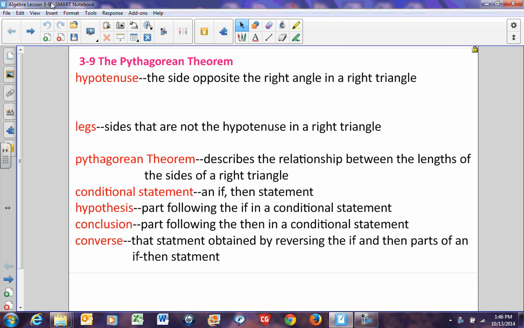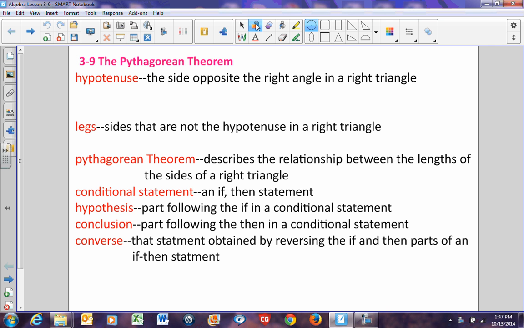This is lesson 3-9, the Pythagorean Theorem. The Pythagorean Theorem is all based on triangles. It comes from Pythagoras, who was a Greek mathematician, and thus it was named after him. And so in the Pythagorean Theorem, since it's based off of a triangle, it's based off of a right triangle.